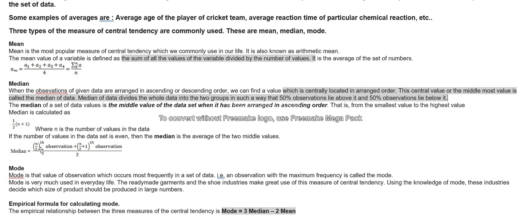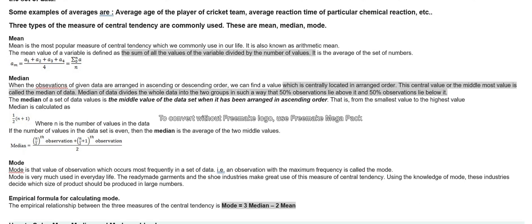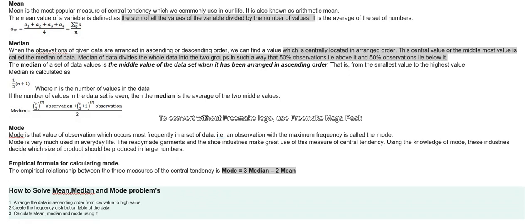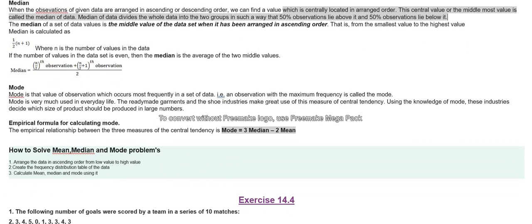So the formula for the median when n is even is the mean of the n upon 2th observation and the n upon 2 plus 1th observation. You find the average of the middle two values, and that is the median when the data set is even. So you have to take care regarding whether the data set is even or odd.